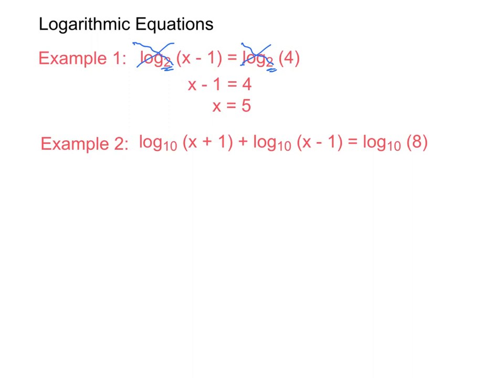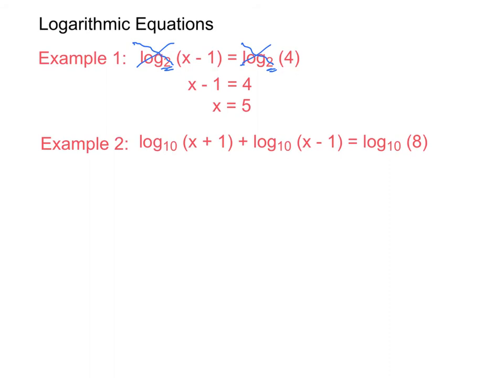So another example might look like this. Log base 10 of x plus 1 plus log base 10 of x minus 1 equals log base 10 of 8. Well, we got 2 logs on the left and 1 log on the right, so we can't just eliminate the logs. But if we combine the 2 logs on the left into a single log, using some of the properties of logarithms, we can use the same technique we used in example 1.